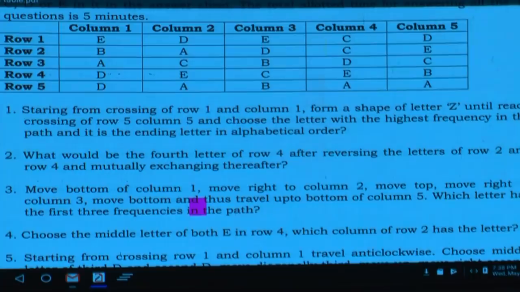Then question number 3, any answer please. Move bottom of column 1. Move bottom of column 1 means, and so what is the element here, D? Move right to column 2. Now move right to column 2 means in this order, isn't it? Move top and move right to column 3. And again bottom and this side and so on. This is how these elements were covered.